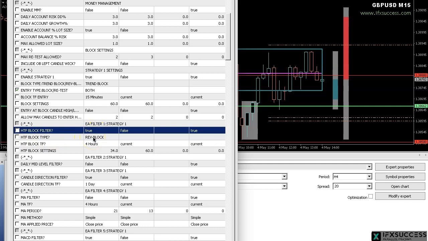I'm going to do a couple of examples. We're going to choose the reversal block on the 4 hours. So 4 hours right here, and I'm going to decrease this number to 34. And we're going to see different types of results and see what we get.